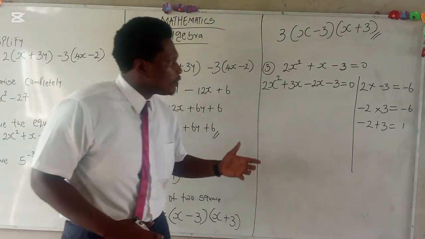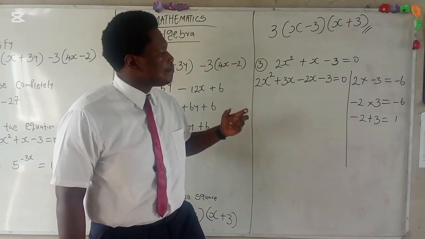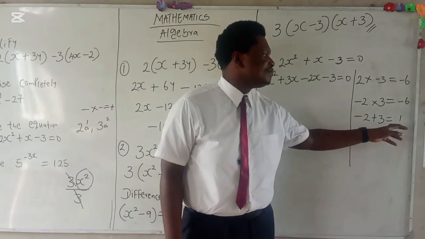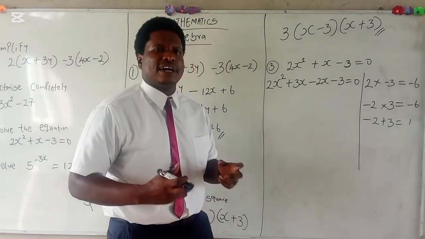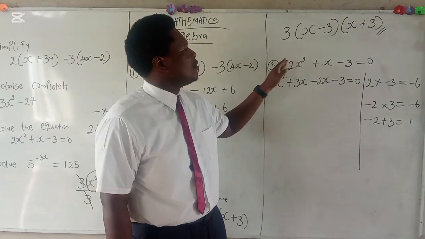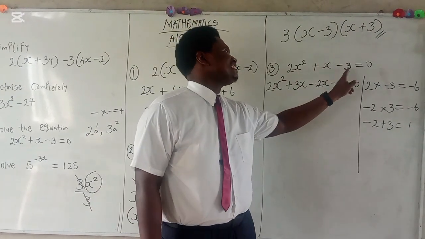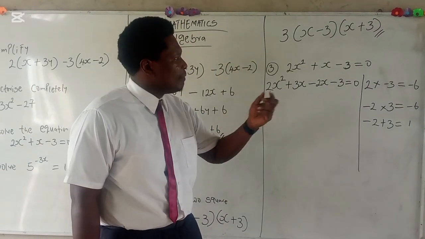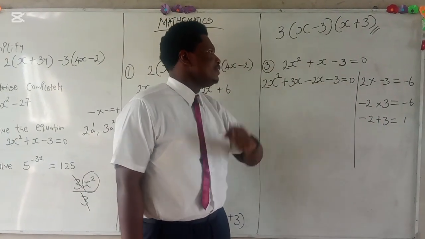We look for two numbers that when we multiply will give us negative 6, and when we add, give us a positive number. How did we arrive at negative 6? The first term, which is 2, multiplied by our last term, which is negative 3, gave us negative 6. So those two numbers will replace the middle number.